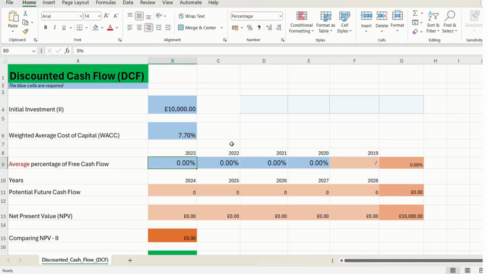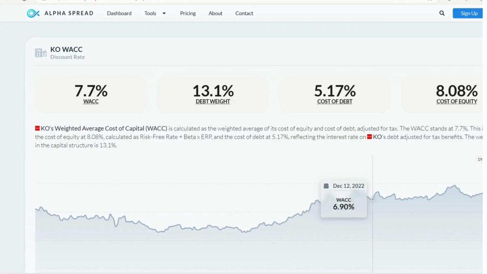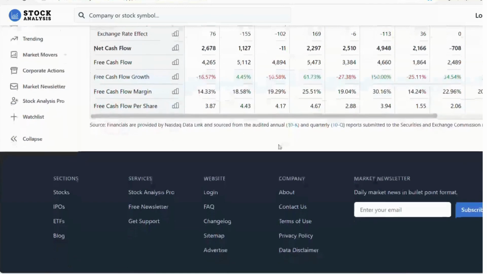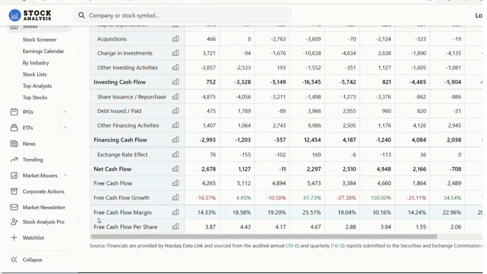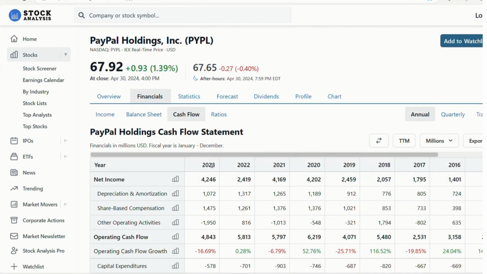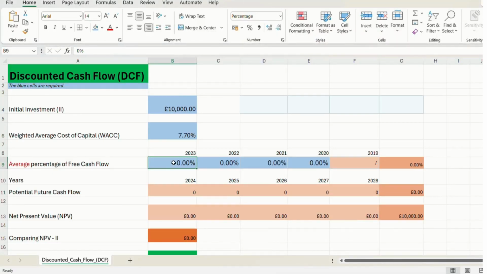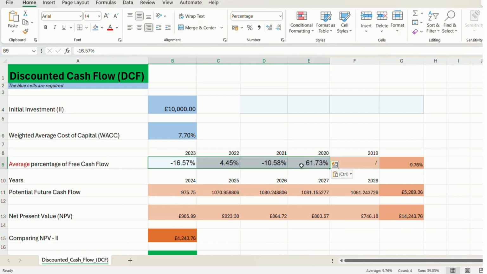Moreover, we now need the average percentage of free cash flow, and we are going to figure it out here. As you can see, the free cash flow is here for the year 2023, and as you go back, the previous years. We are going to select it and adjust it here. Nice.